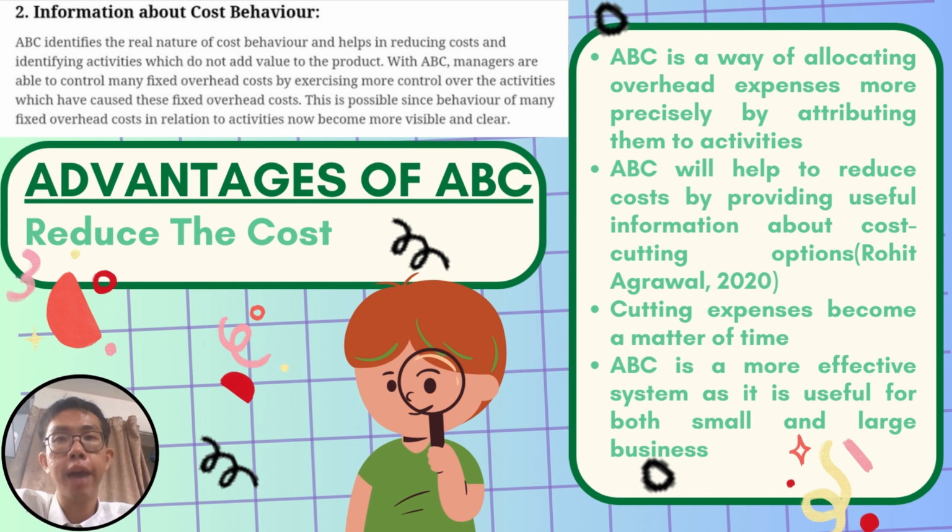The article that I found is about the information about cost behaviors. Activity-based costing identifies the real nature of the cost behavior and helps in reducing costs and identifying activities which do not add value to the products. With activity-based costing, managers are able to control many fixed overhead costs by exercising more control over the activity which has caused these fixed overhead costs.